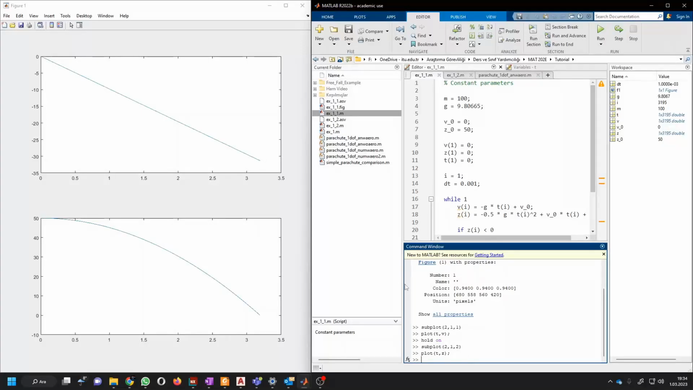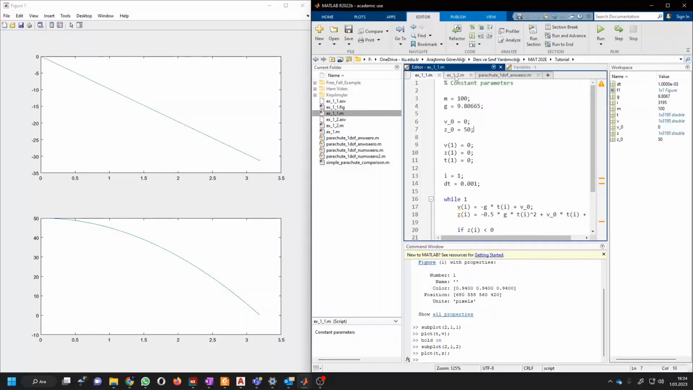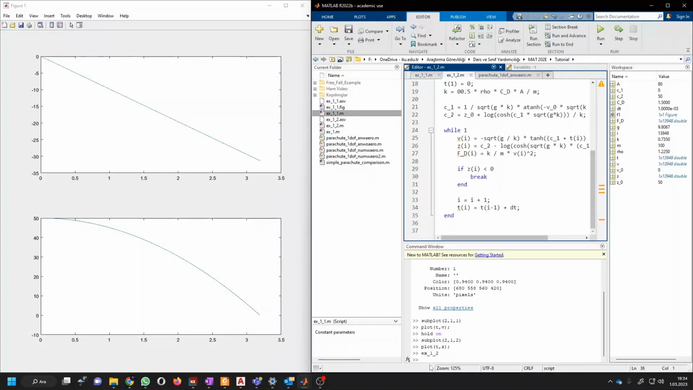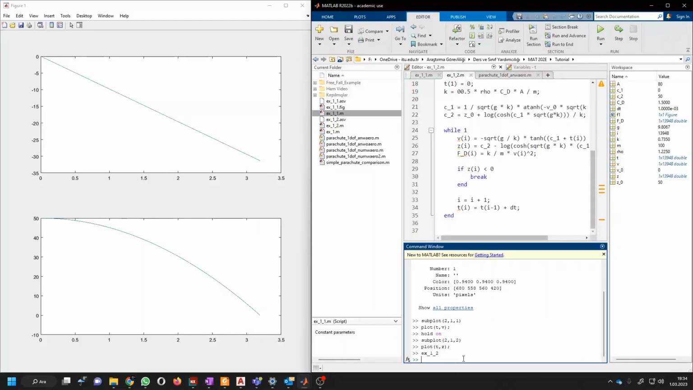Okay, these two was my first solution. Now I will run the second script with the aerodynamic effects. Okay, hold on. Subplot 2 1 1, plot t.